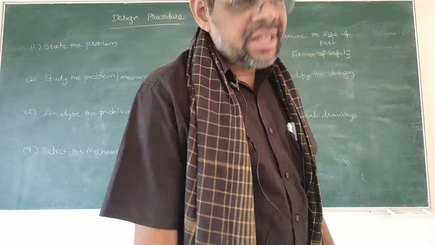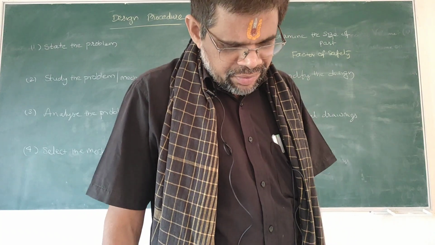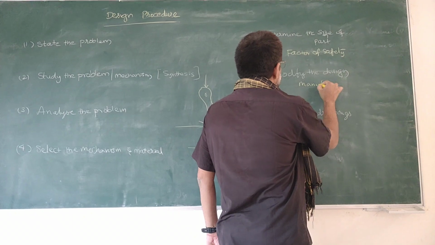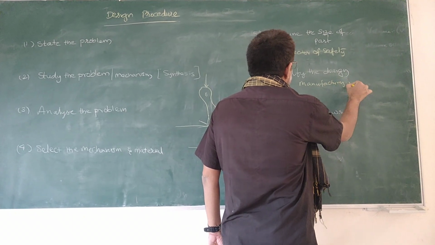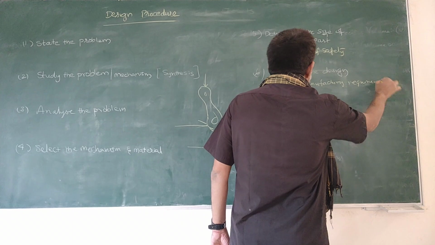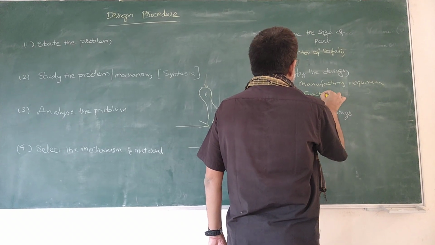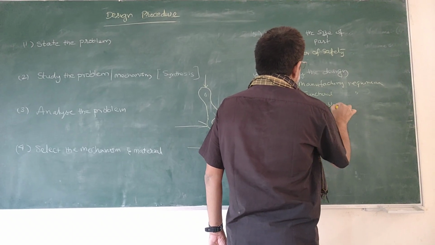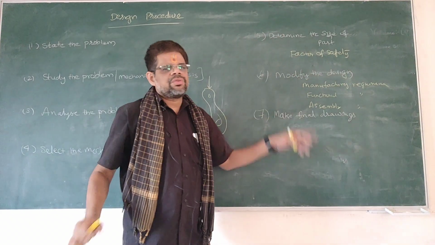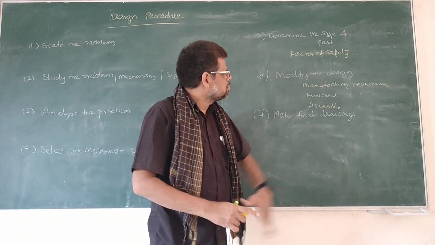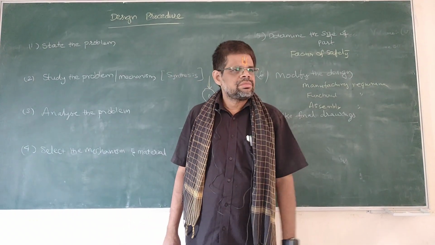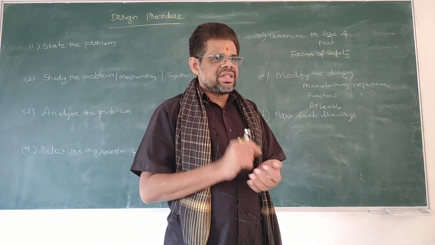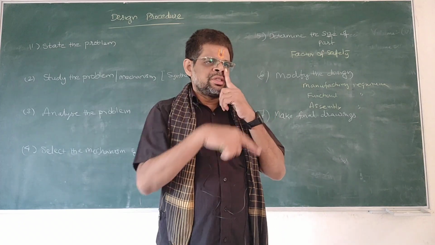Generally, those changes are in terms of manufacturing requirements, functional requirements, and assembly requirements. So based on these requirements, you have to modify the design. What does it mean? Manufacturing requirements. For example, you have created a new part, a new design, in which it requires a honing operation.